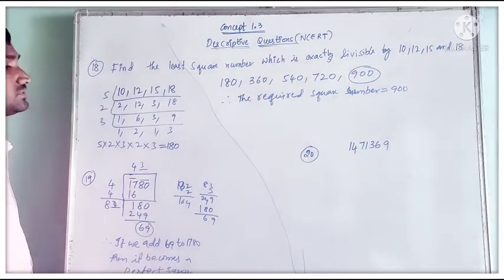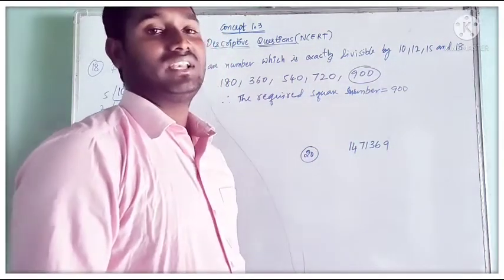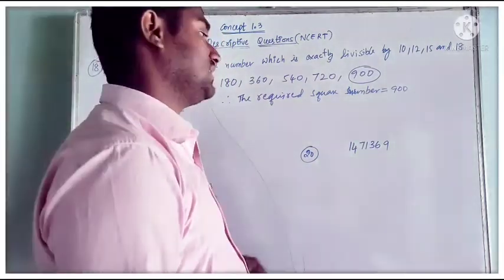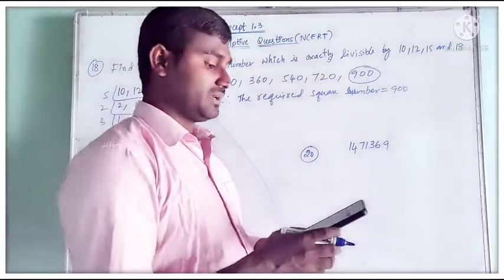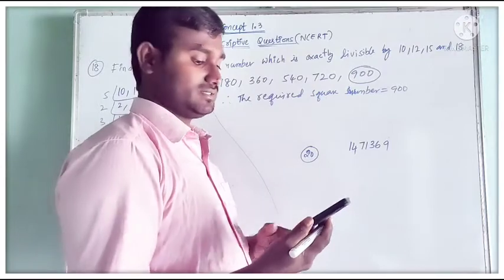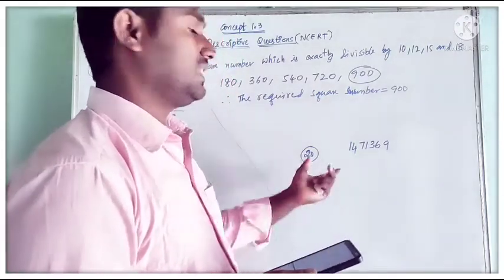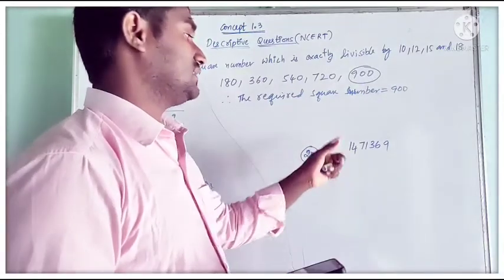Okay, next question. Find the square root by using the long division method. You can use any method, but if the number is very large, we can use the long division method. So this is the greatest number.